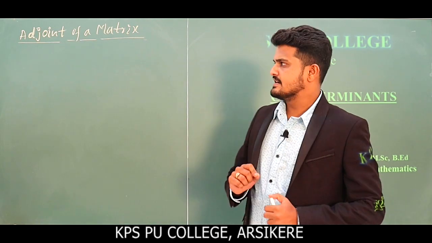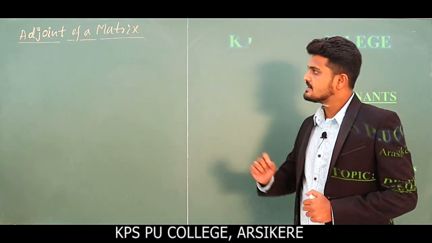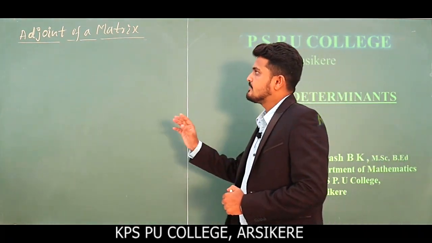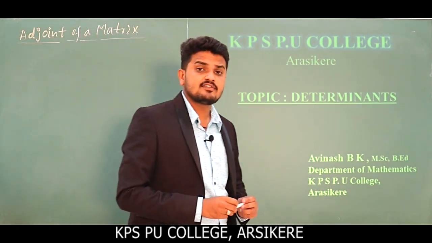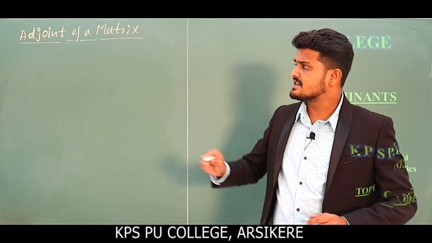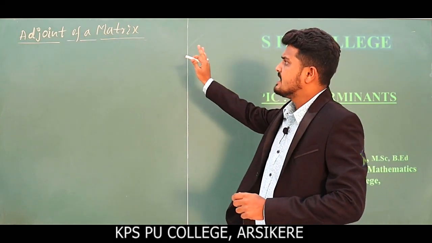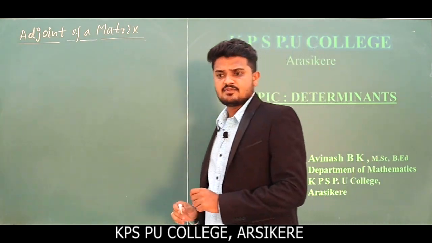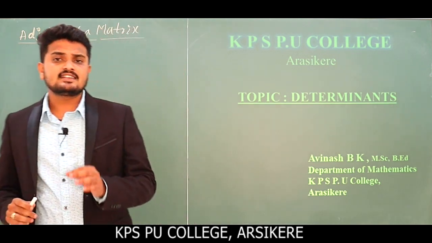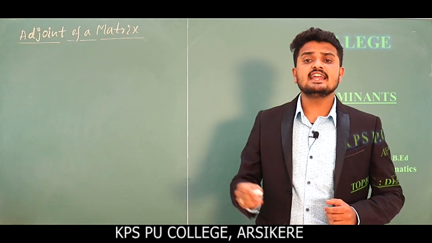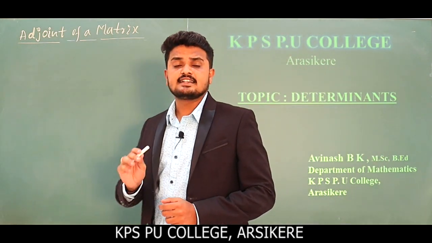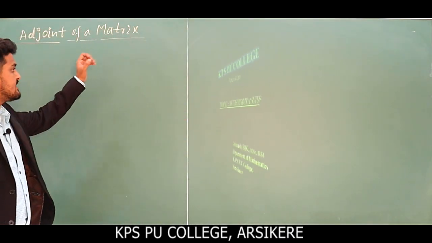So today we will discuss a new concept, that is nothing but the adjoint of a matrix. So how do we find the adjoint of a given matrix? What is the definition of the adjoint of a given matrix? So the adjoint of a matrix A is nothing but the transpose of the cofactor of the given matrix.